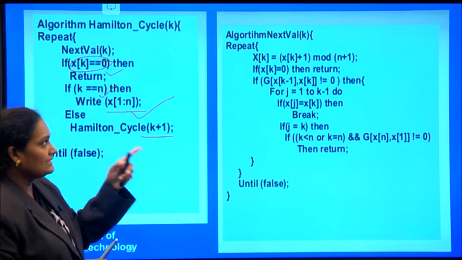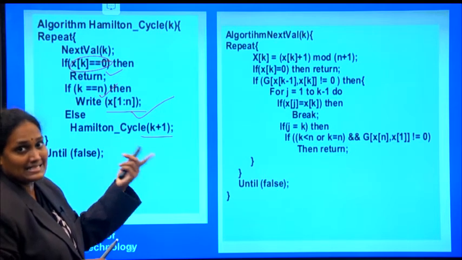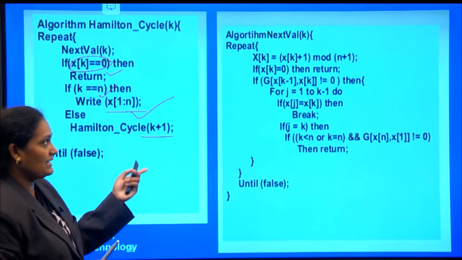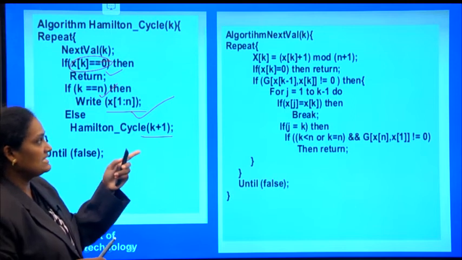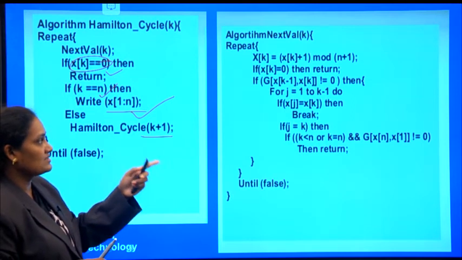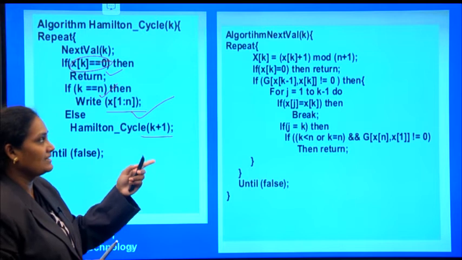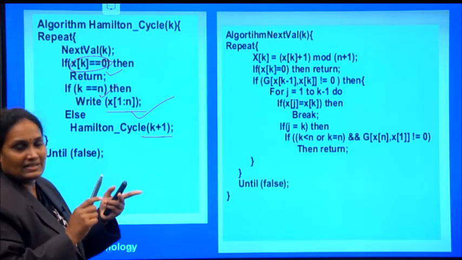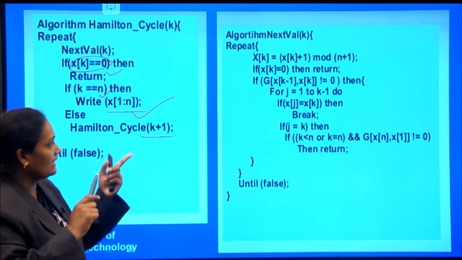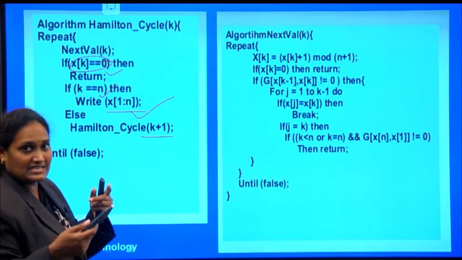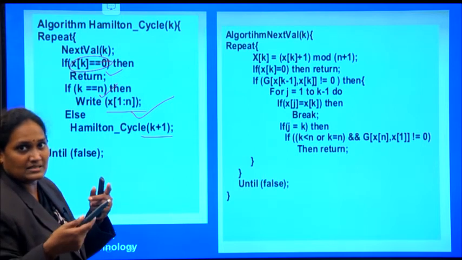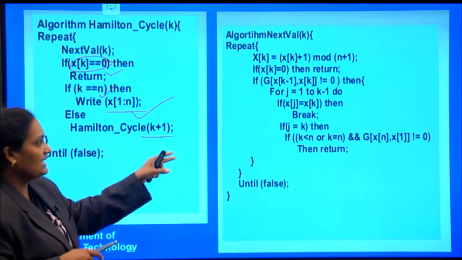that is not equal to 0 means there is an edge between k and k minus 1. Then for j is equal to 1 to k minus 1, if x of j is equal to x of k, then break. That is, if the vertex j and the vertex k are equal, we cannot visit the same vertex twice. That is why we break the process.